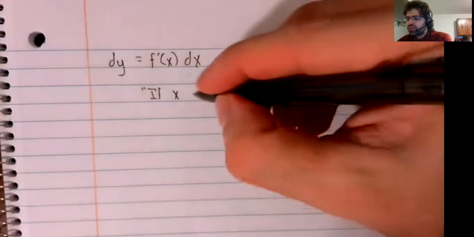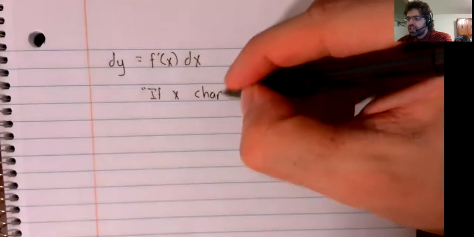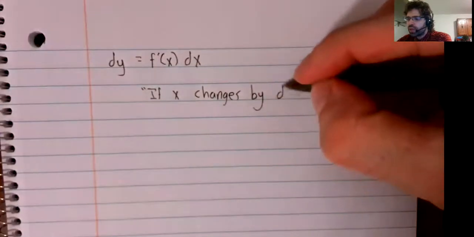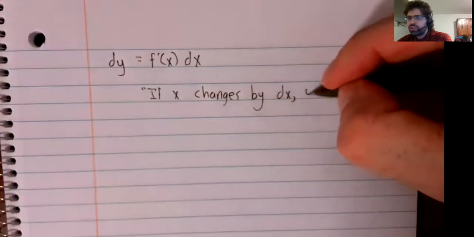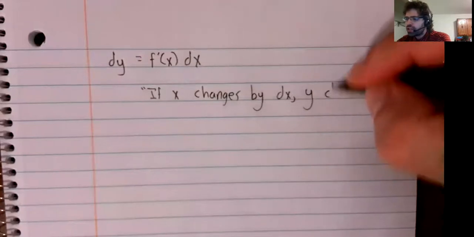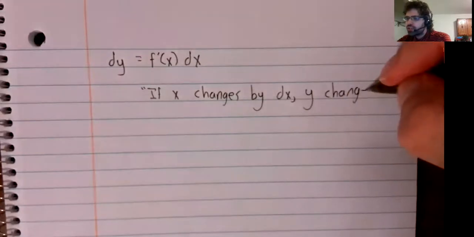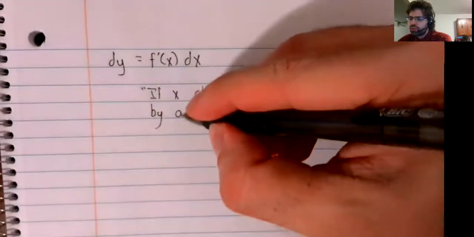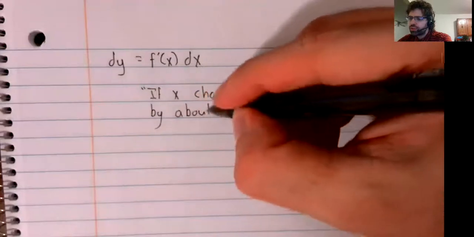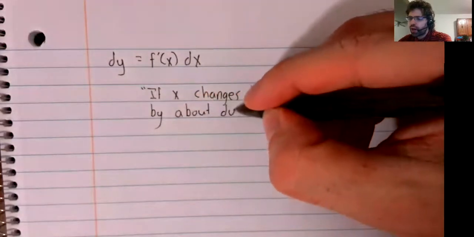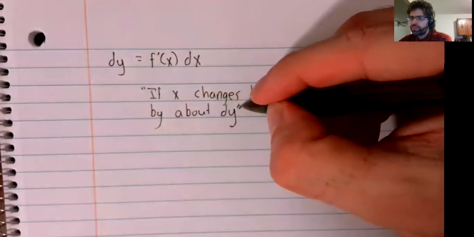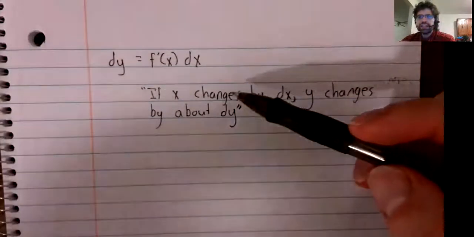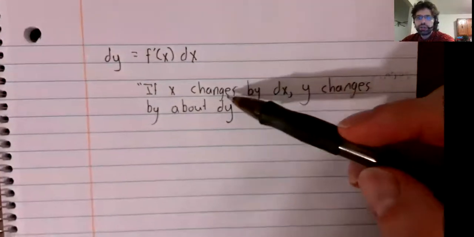If x changes by dx, y changes by about dy. We can think of this change as an error.